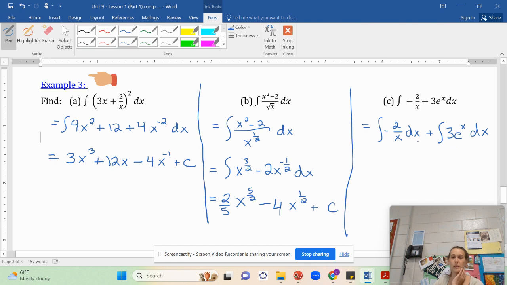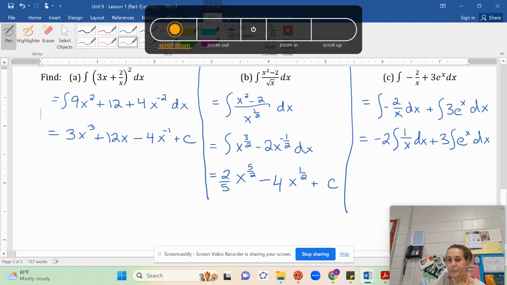Again, I'm going to show you why, because I think this first part sometimes gets confusing for students, and I'm going to want to show you how to integrate this and why it works. I can first actually take a negative 2 out of this. We've seen that pull out the constant rule. So we have negative 2 times the integral of 1 over x dx plus, take the 3 out of this one, e to the x dx.